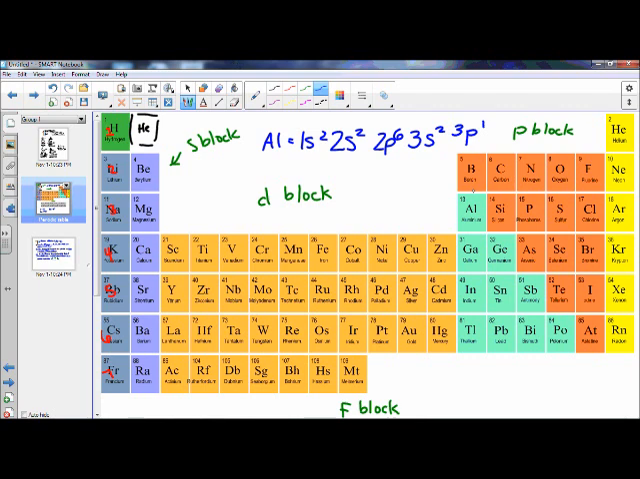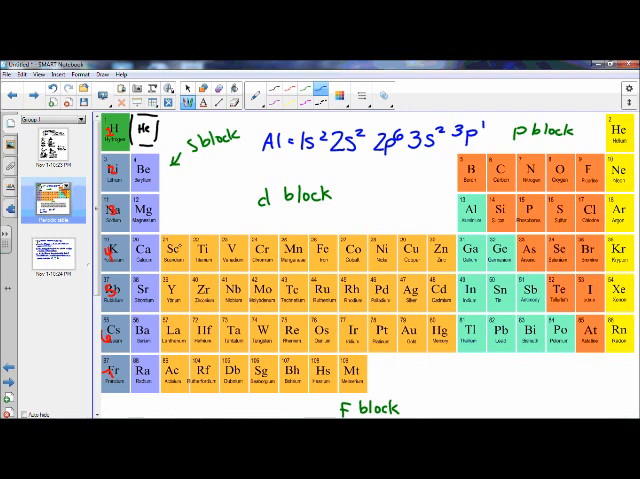Okay, so this is what is called longhand configuration. It's called longhand because it is a bit long. And as you can see, as you go farther and farther down the periodic table, it gets longer and longer and longer. Now, before we go in further, we need to talk about what happens right here.